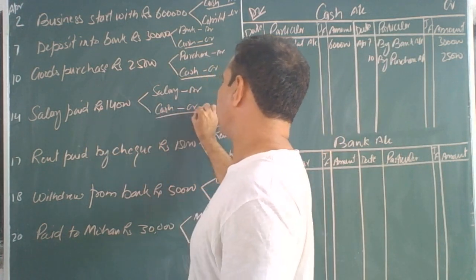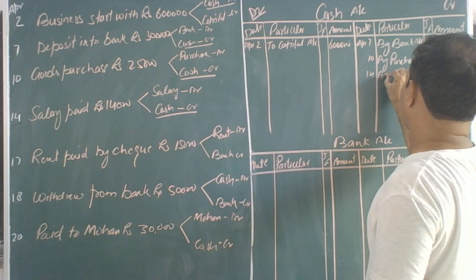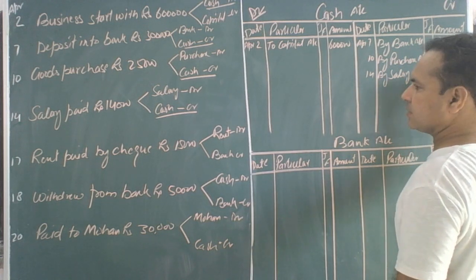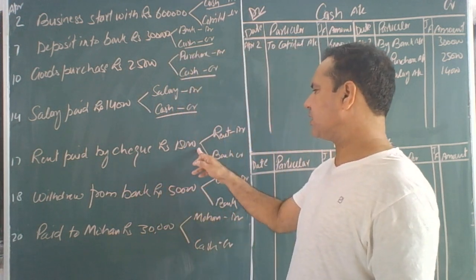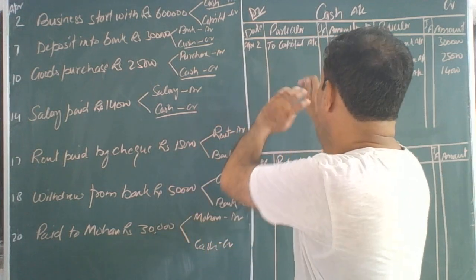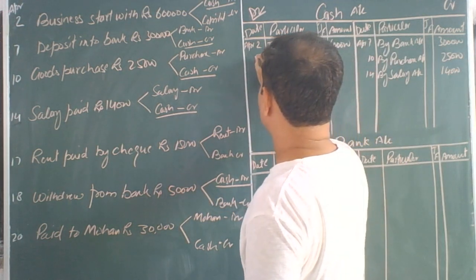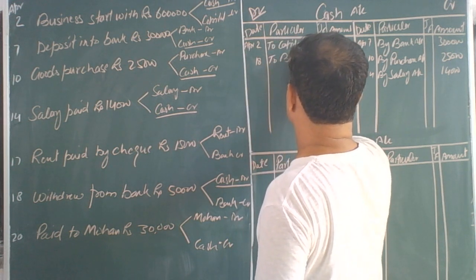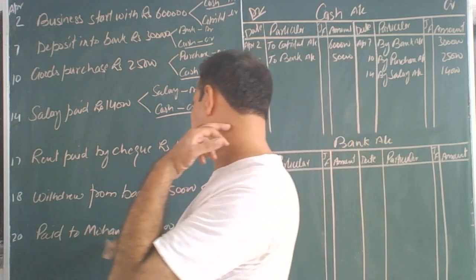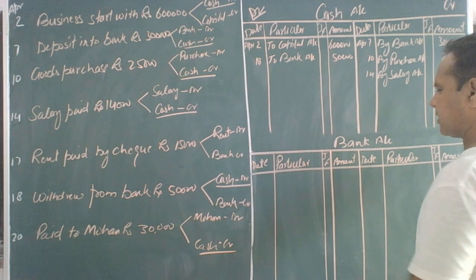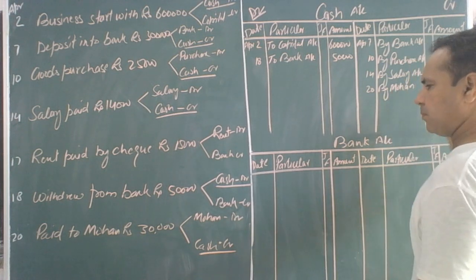Next, salary paid. Once again cash account is credited here. So we will write the name of salary. 14, by salary account. It's 14,000. Next, rent paid by cheque. So there is no cash, so we will not record this transaction in cash account. Next, withdrew from bank. Here cash account is debit. So we will write on the debit side, on 18, to bank account. It's 50,000. Last transaction, paid to Mohan. Cash is credited, so we will write it on the credit side of cash book, by Mohan. Rupees 30,000.